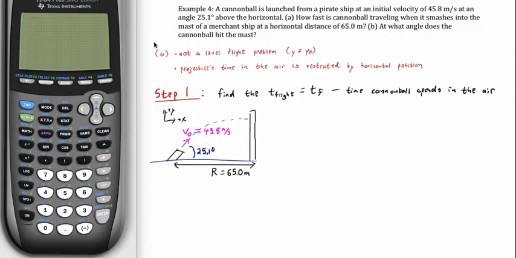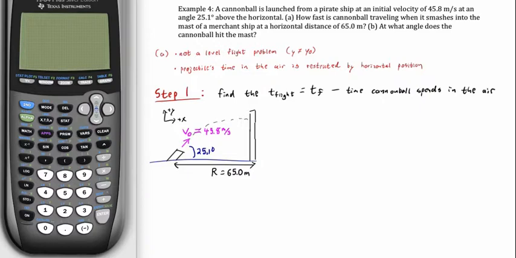Okay, so in this problem, we are looking at a cannonball that is launched from a pirate ship at an initial velocity and at an angle above the horizontal. In part A, we're asked how fast is the cannonball traveling when it smashes into the mast of the merchant ship, which is a vertical wall, essentially, that the cannonball is crashing into.